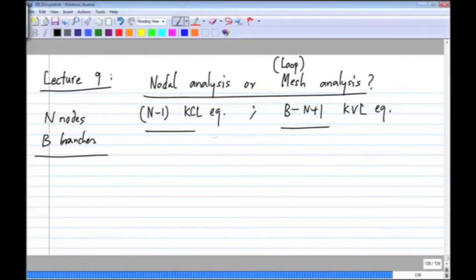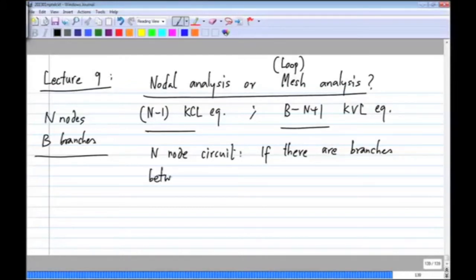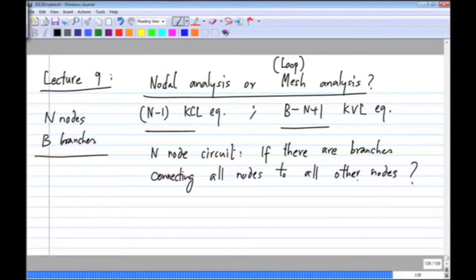So to answer this, the number of branches depends very much on the circuit, but what is the maximum number of branches you can have? For an n node circuit, if there are branches between every node and every other node, that is, if there are branches connecting all nodes to all other nodes, how many branches will be there? Okay, please try to answer this question. How many branches will be there?